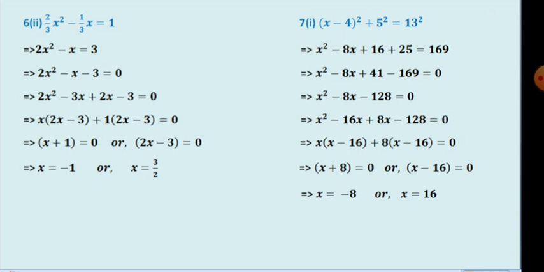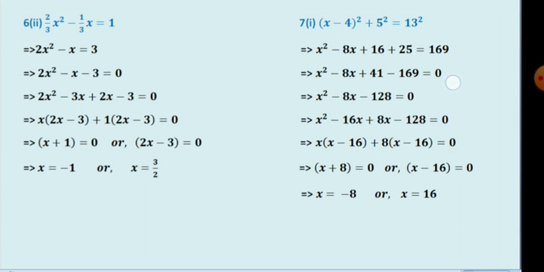Question number 7. (x minus 4) whole square plus 5 square equals 13 square. Let us first solve this equation. That is, (x minus 4) whole square is x square minus 2x into 4, that is minus 8x, plus 4 square, that is plus 16, plus 5 square is plus 25, equals 13 square is 169. Now on the left hand side, x square minus 8x plus 16 plus 25 is plus 41.